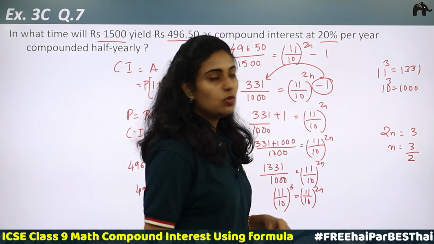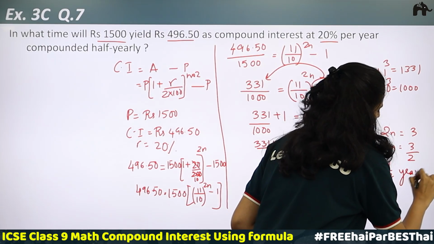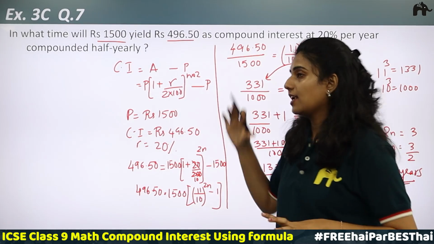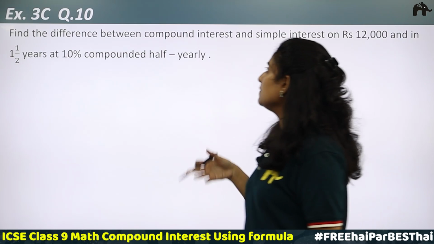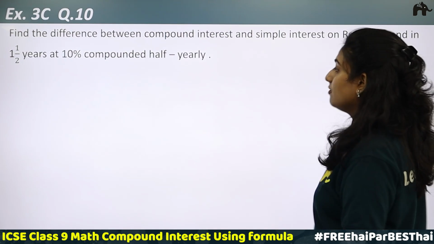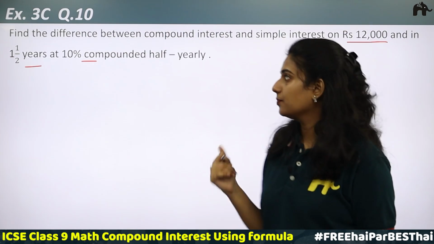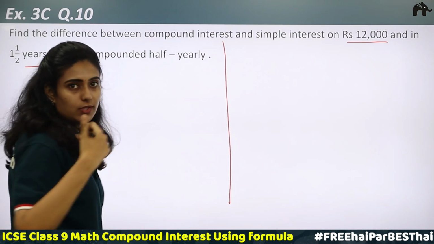So what is 3 by 2? 3 by 2 is equal to 1.5 years or 18 months. Okay, so here the time taken is 1.5 years. Question 10 of exercise 3C. Find the difference between compound interest and simple interest on rupees 12,000 in 1.5 years at 10% compounded half yearly.